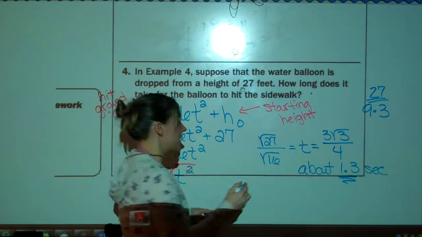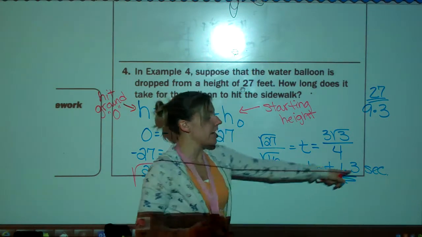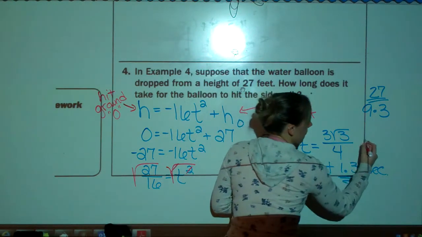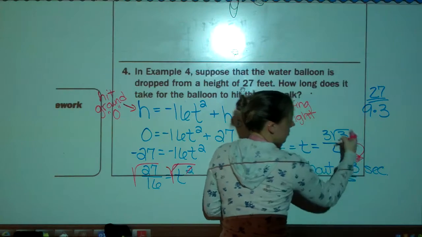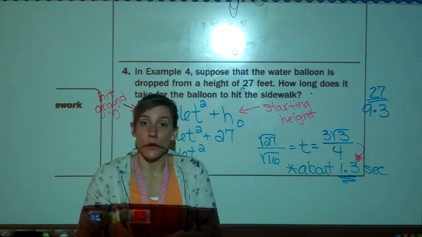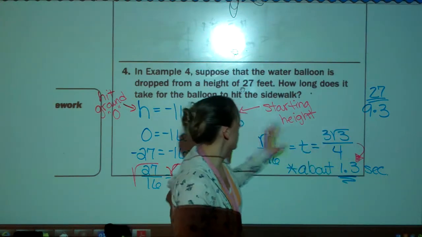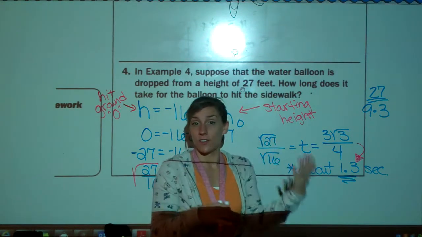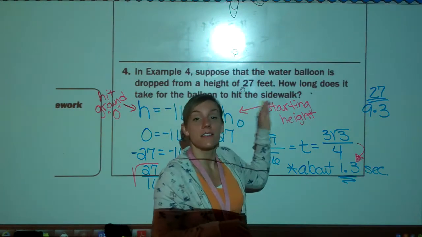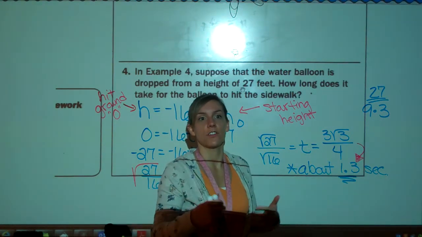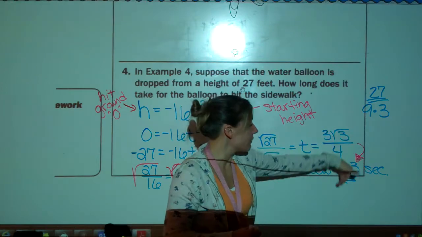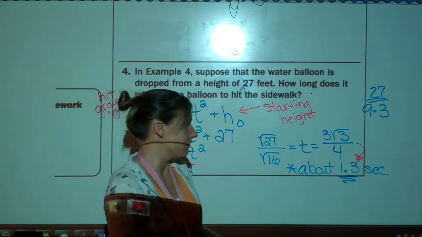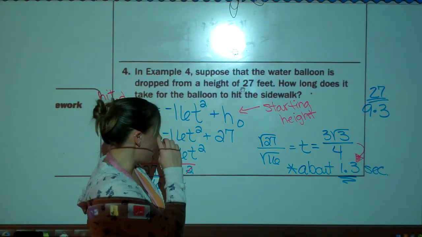Okay, so to actually answer the question, it's about 1.3 seconds, which is the same as that fraction. On a test or a quiz, usually you just solve it and keep it in some sort of fraction or radical form. But since this was a word problem, trying to figure out a time, we converted it to something that we understood. And we understand just over 1 second, a little under 1.5, okay?